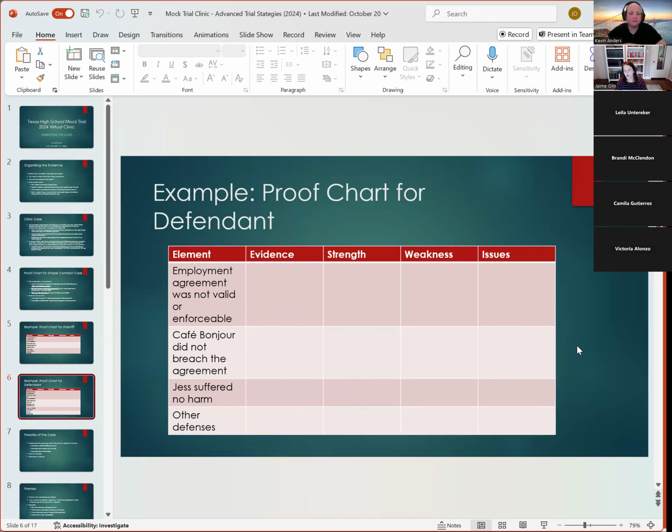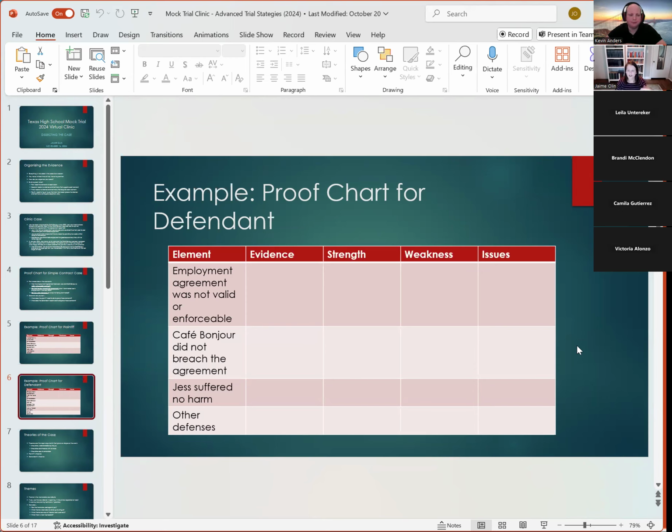And then let's look at the proof chart for the defendant, and then we'll pause for questions. So if you're Cafe Bonjour here, then the things that you would need to prove are first, that the employment agreement was not valid or enforceable, that you did not breach the agreement, that Jess actually didn't suffer any harm, or if there are other defenses available to you, which there might be.